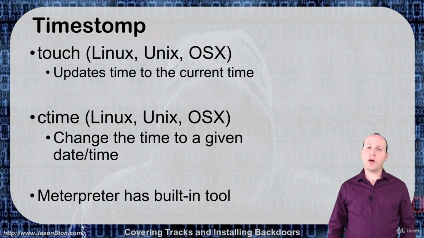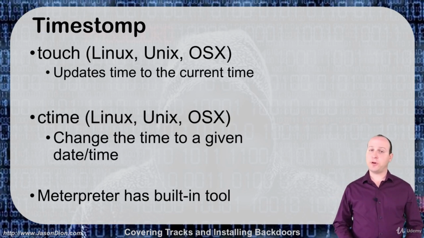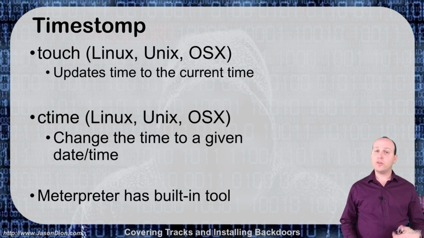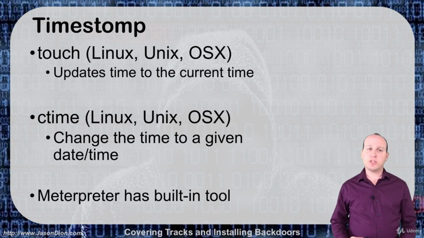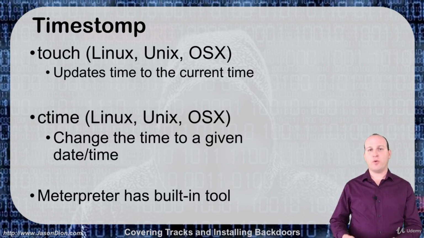So how do you use timestamp? Well, there's a couple of different ways. I talked about the fact that Meterpreter has a built-in tool for this, but if you're using Linux, Unix, or OS X, there's also 2 other ways you can do this. One is you can use touch. What touch does is actually update the time to the current time. This is not as useful as using something like timestamp because it's going to make it as if we modified it right this second, which may not be the most covert thing for us to be doing.